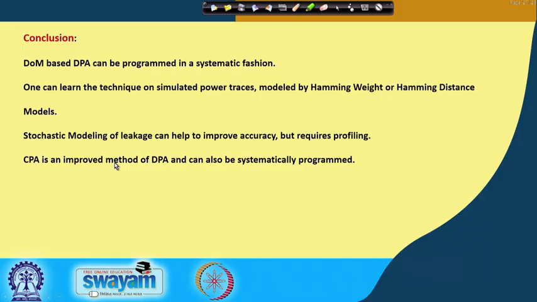Likewise, we have also seen that it is important to learn the leakage models, and that you can do by modeling the leakage. That brings us to what are called the stochastic models of leakage, which can help us improve accuracy, albeit it requires a profiling stage. The difference of mean and the CPA that we discussed are both non-profiling attacks. As opposed to this, we have template attacks, which are examples of profiled power attacks. CPA is an improved method of DPA and can also be systematically programmed.